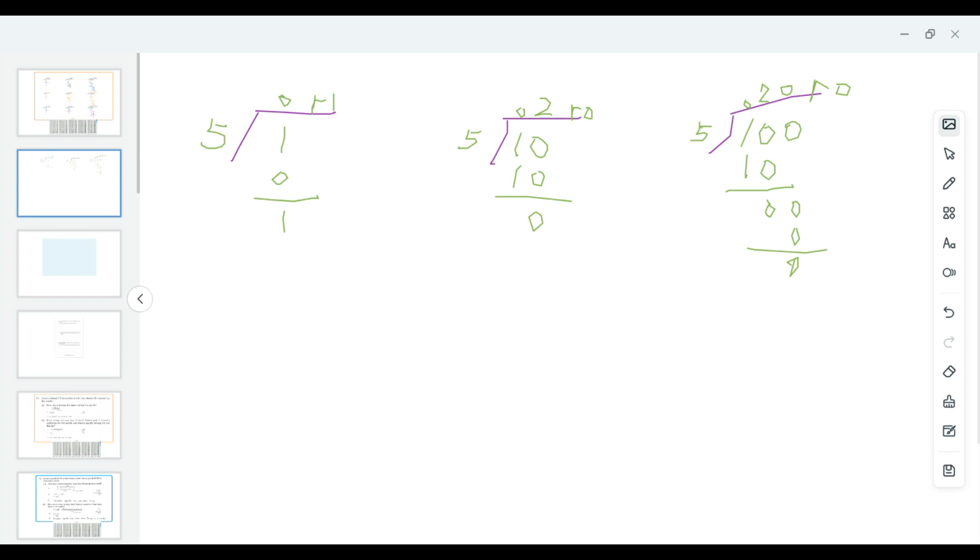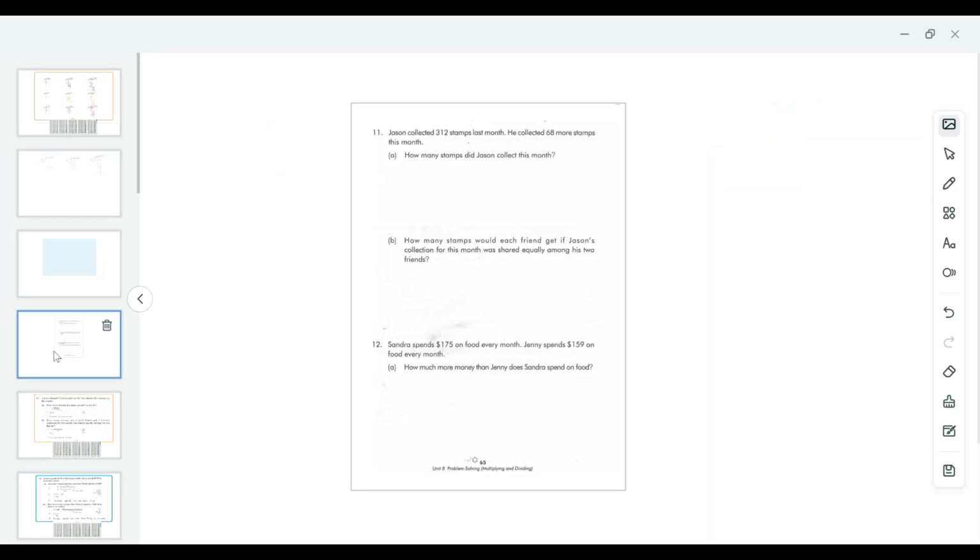Now let's start to look at the word problems. Okay, page 65. Page 65. We are starting number 11. We finished the number 10 last week. So question number 11.